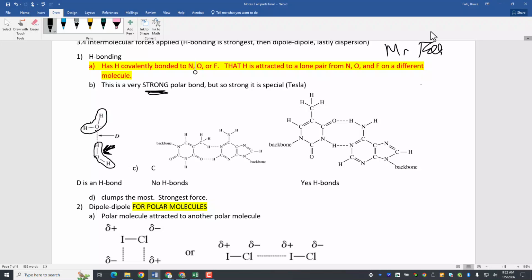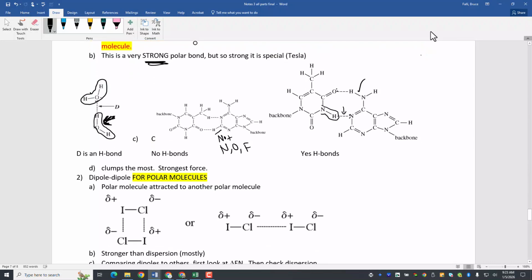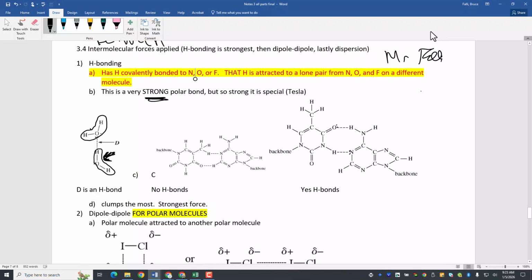See how this is not, because this is an H not bonded to N, O, or F. Right? So on this one, I have N to H bonded to the lone pair on another one. Here's my N to H, and there's the lone pair on the N. Okay? All right. So I threw these pictures in here, so it kind of loses a little bit of the kick here.